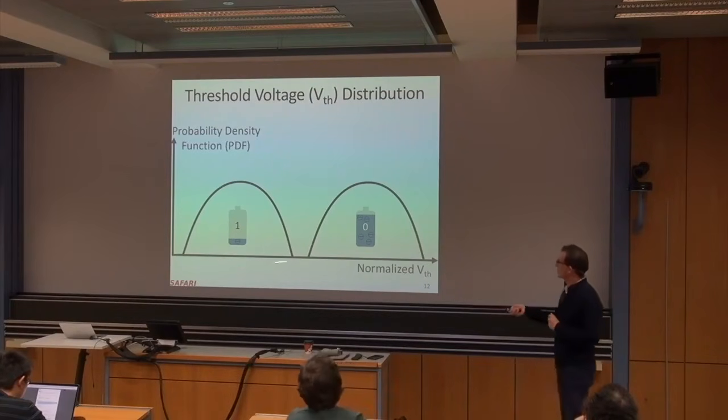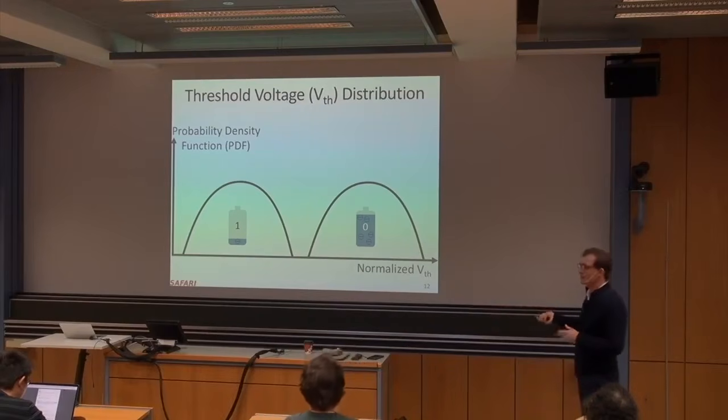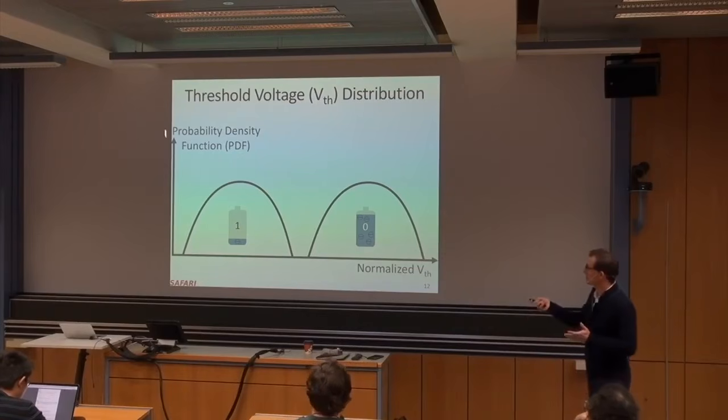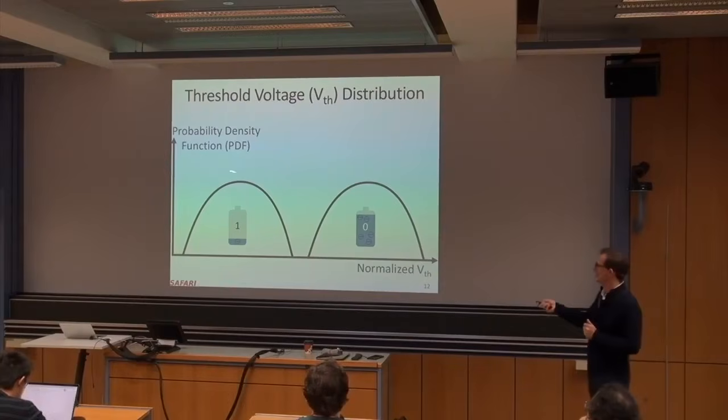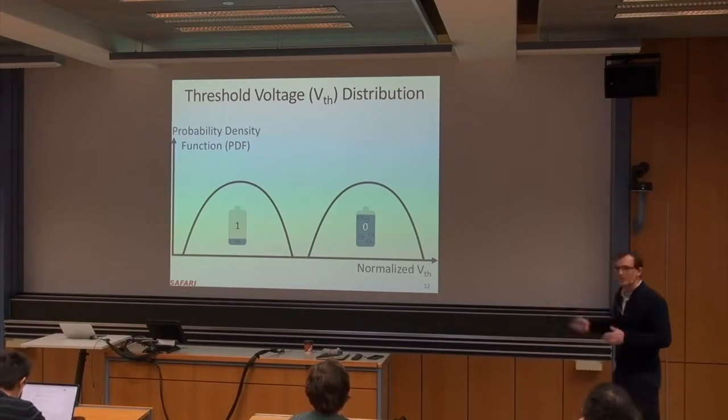Okay, so basically you will see these threshold voltage distributions. This is called the threshold voltage distribution. It's a normalized threshold voltage, and it's a probability density function, as you can see. So this is more highly probable. This is more highly probable. And this is the threshold voltage distribution for state 1 and for state 0.